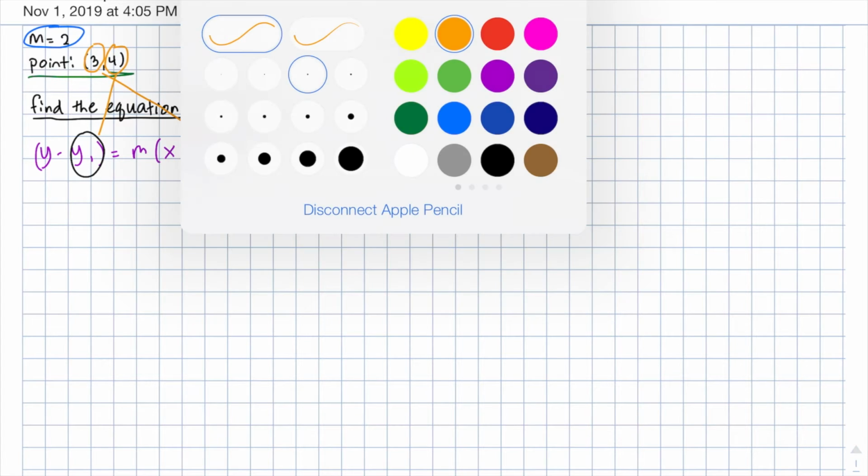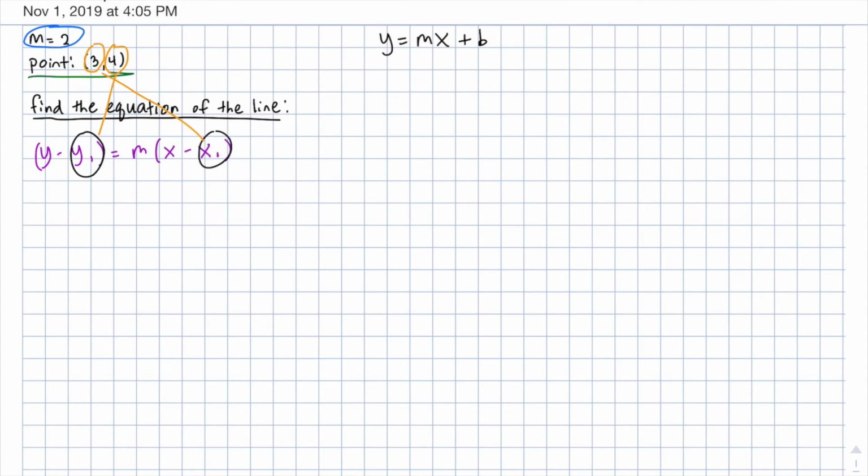Now, to find the equation of the line, all we have to do is we go y minus y sub 1. Well, what did we say y sub 1 was? Well, we said that was 4, right? That's the y value. In a coordinate pair, it's x, y, right? So x is first, y is second. So we take y minus y sub 1 equals, well, what's our m value? Well, that was given to us as 2 times x minus, what's x sub 1? x sub 1 is 3. Okay, now we have that.